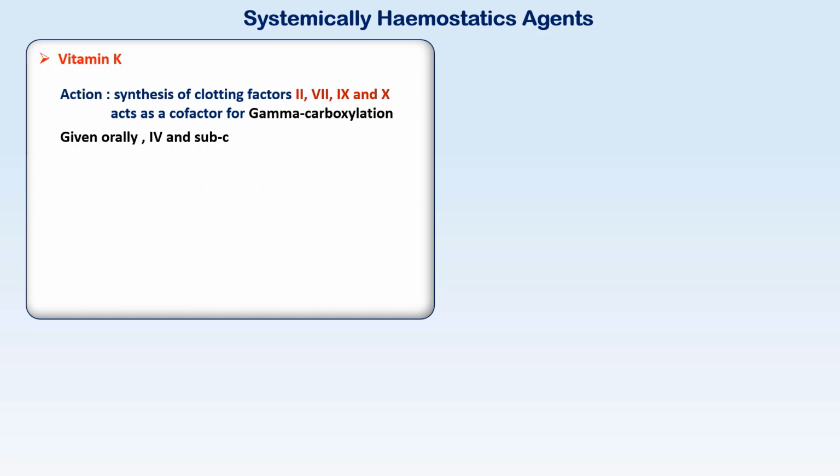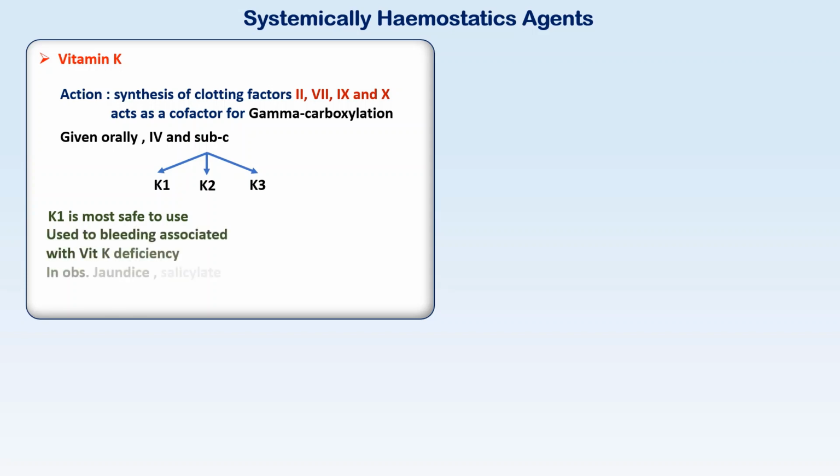And among the three forms of vitamin K, that is the K1, K2 and K3, that is phytonadione, menaquinone and menadione respectively. This K1, that is the phytonadione, which is derived from the plant and the animal source, is more safe to use. Whereas this K2 is produced by the intestinal bacteria, and K3 is the synthetic form with most side effects.